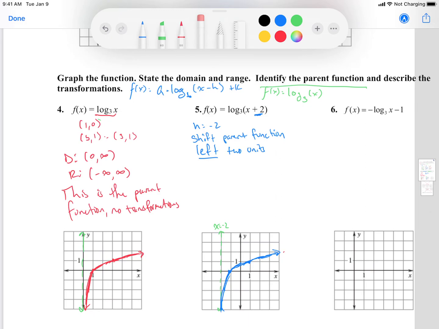All right. My domain now is a little bit different. My domain is actually negative 2 to positive infinity. My range is still all values.